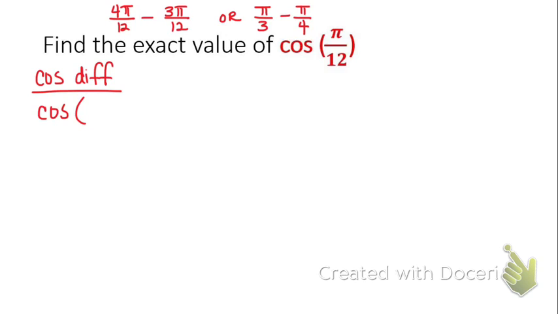So my alpha is going to be 4 pi over 12, which is the same as pi over 3, minus pi over 4. So find the difference formula where it says cosine difference. And you're going to have the cosine of alpha, which is pi over 3. So go to your unit circle, figure out what that angle is. And we're going to multiply that by the cosine of beta.